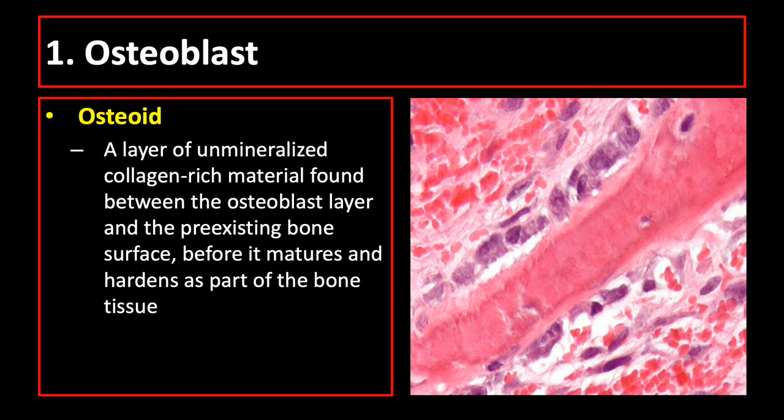During matrix synthesis and calcification, there is a production of a layer of unmineralized collagen-rich material found between the osteoblast layer and the pre-existing bone surface before it matures and hardens as part of the bone tissue. We call that unmineralized collagen-rich material osteoid.